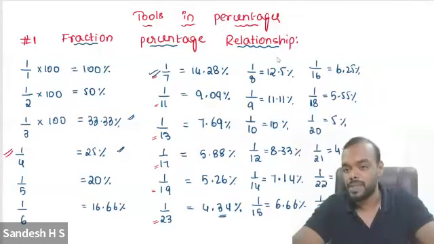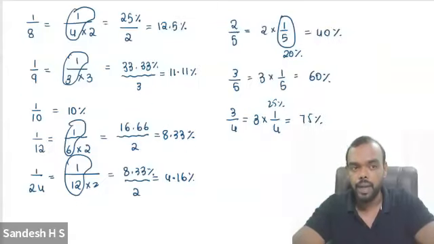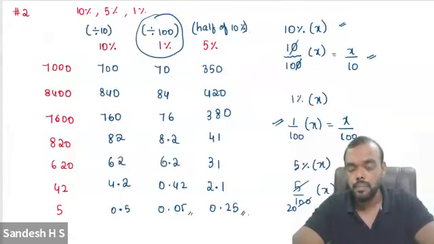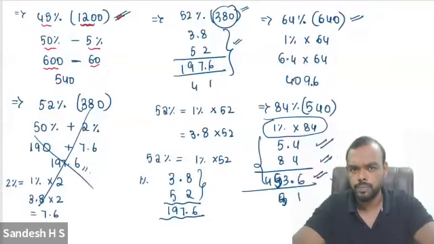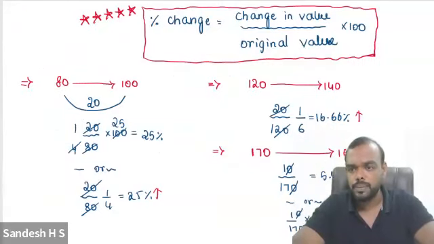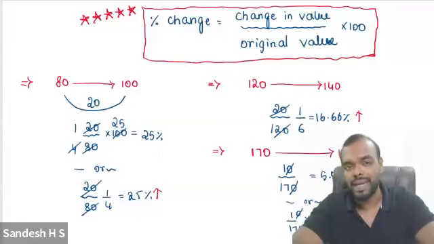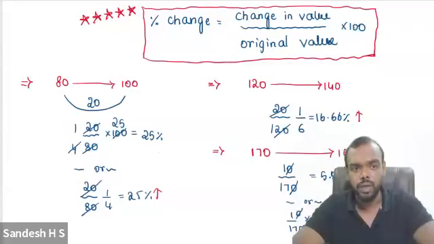That is the fraction percentage relationship. I discussed it till 1 by 25. Apart from that, I taught you how to calculate 10%, 5% and 1% and any percent of any number. So these are the basic stuff. And apart from that, I even taught you how to calculate percentage change in value by original value into 100.